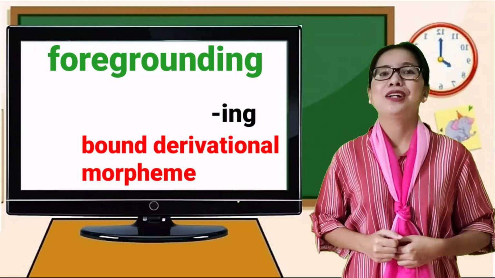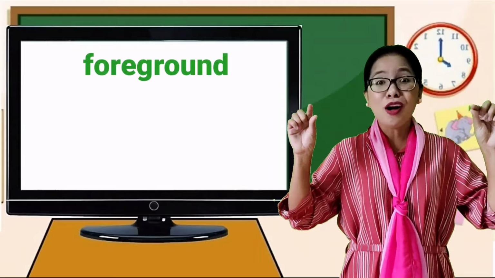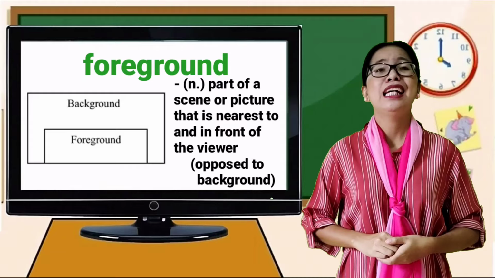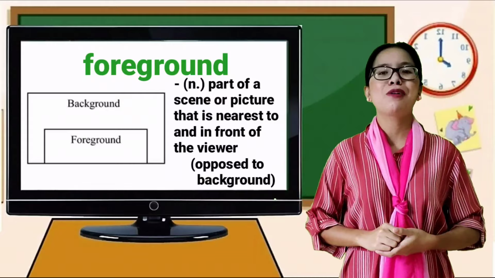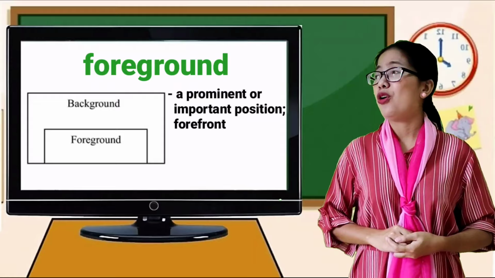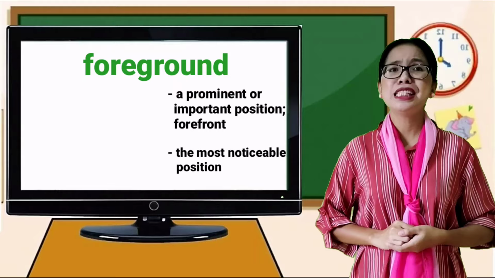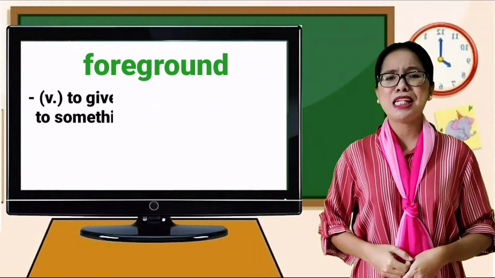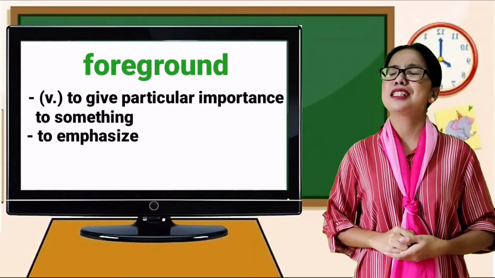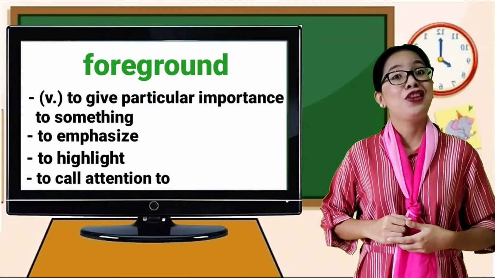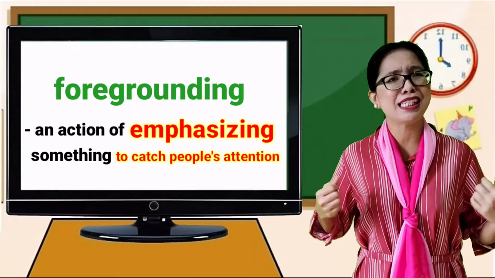Meanwhile, the word foreground is a noun that means part of a scene or picture that is nearest to and in front of the viewer, as opposed to background. It also means a prominent or important position, or the forefront, or the most noticeable position. Foreground is also a verb that means to give particular importance to something, to emphasize, to highlight, or to call attention to. Therefore, foregrounding is an action of emphasizing something to catch people's attention.